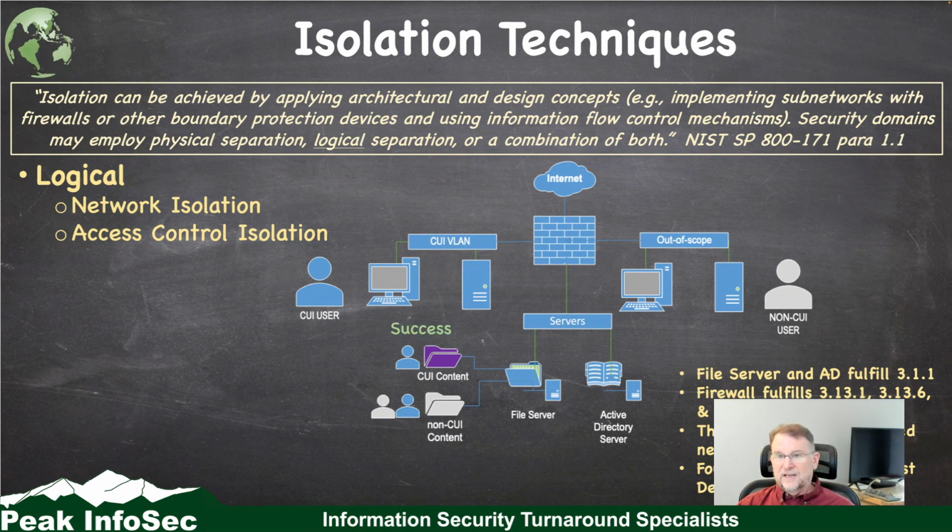Now, this is successful the way it is right now because only people in the CUI VLAN have access to CUI content. Unfortunately, what we find all too often is when we start digging into this, we find people from the non-CUI VLAN having access. That is now a fail. Again, your access control mechanism has failed at this point in time.